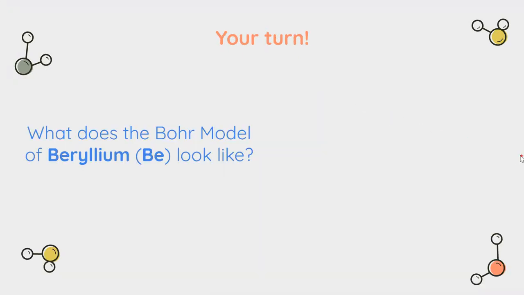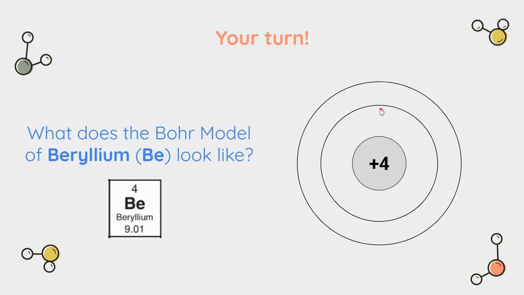All right, now it's your turn. What does the Bohr model of beryllium look like? Here is the element symbol for beryllium from the periodic table. Go ahead and draw the model of beryllium. Your model should look like this, and we'll place our 4 electrons, 1, 2 in the first ring, 3, 4 in the second ring. That's it. Make sure in this second ring, they're not paired because we're still not halfway full.